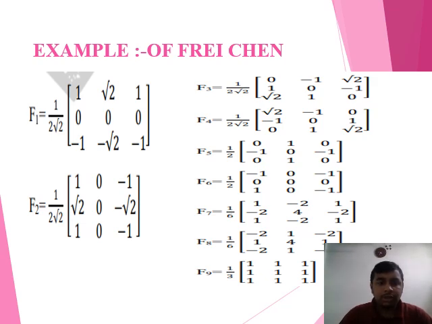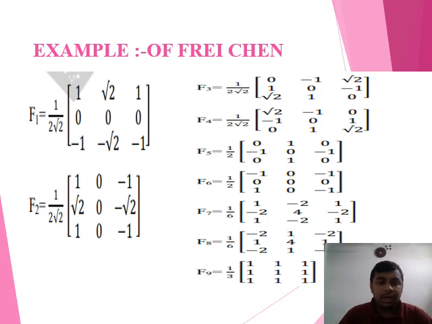The first four are represented as the space masks, meaning F1 is 1 upon 2 root 2 times the matrix with 1, root 2. These are the matrices we saw in the previous slide. The first four, F1, F2, F3 and F4, are considered as the main space, and F5, F6, F7, F8 and F9 are considered as the subspace. In this, the first four matrices are used as the edge mask, and the next are considered as the line mask.